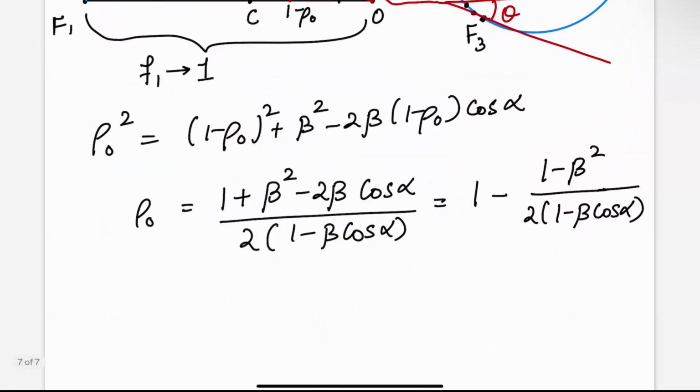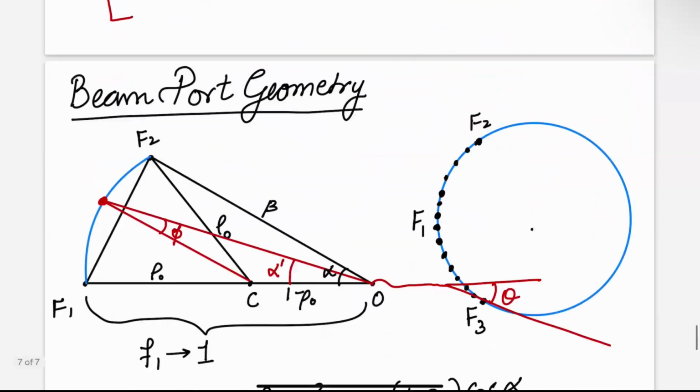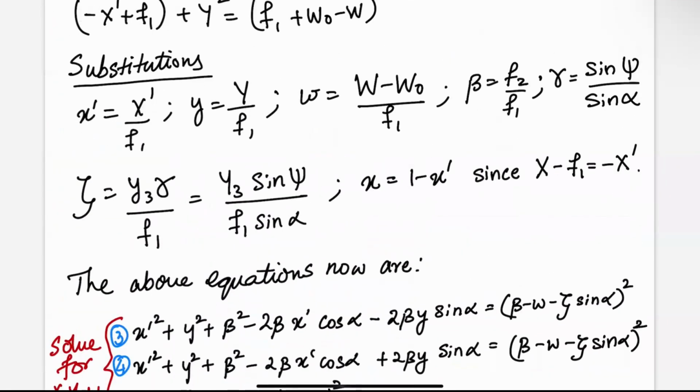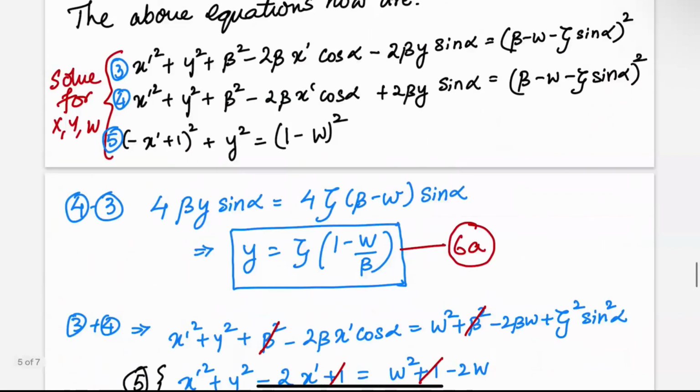And if you recall, we already defined gamma. If you go back, where are the definitions? Yeah, here. We defined this term gamma as sine of psi divided by sine of alpha.